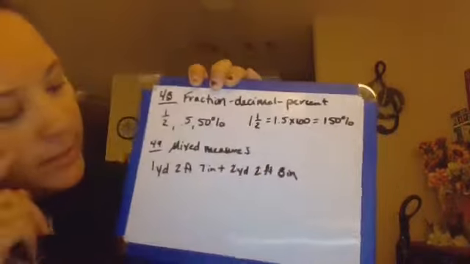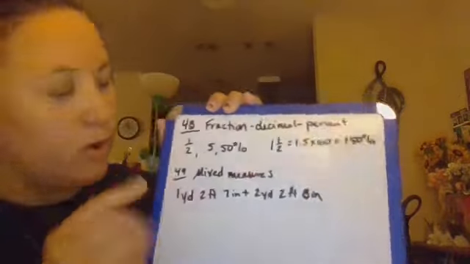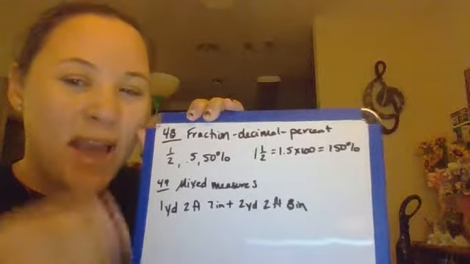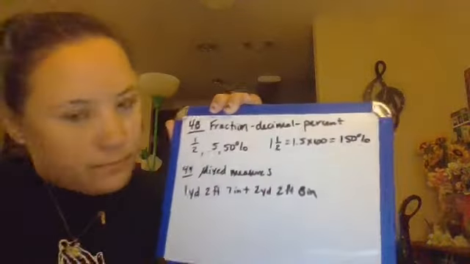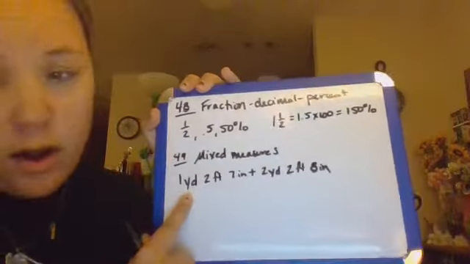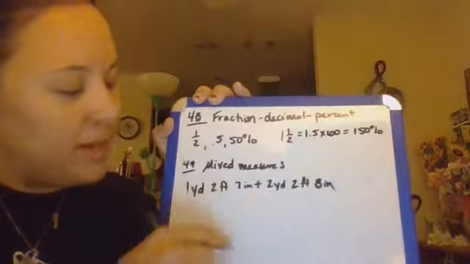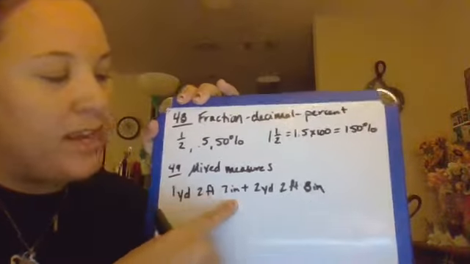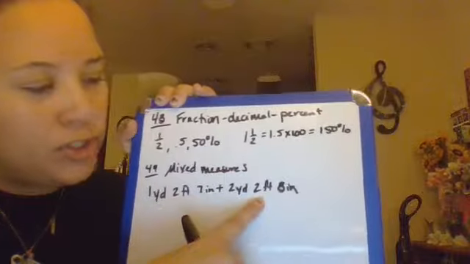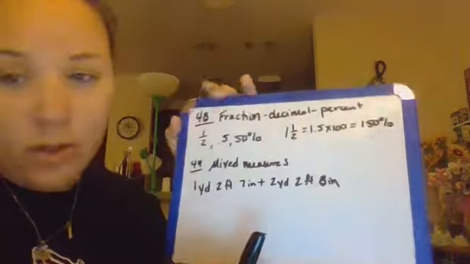All right, so then lesson 49 is on mixed numbers, or sorry, mixed measures. So we basically have different measurements that we're adding together. So if we look at my example, we have 1 yard, 2 feet, and 7 inches. So we've measured something, and it measures 1 yard, 2 feet, and 7 inches. And then we are going to add 2 yards, 2 feet, and 8 inches to it. And we need to know how to do that, or what that would look like.